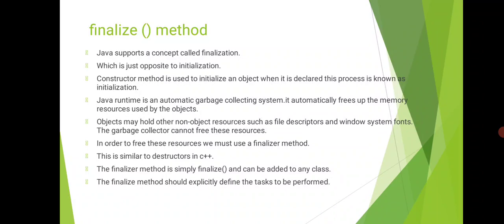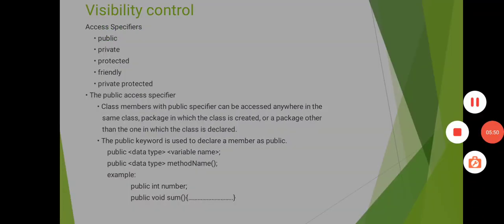in use. But some objects cannot be destroyed using the garbage collector heap, so they should be destroyed forcibly by using the finalizer method. Okay, so finalize is a simple method, that is finalize with opening and closing parentheses. That method should be called in any class whose particular objects are to be freed or destroyed from the memory. Okay, so next is visibility control.